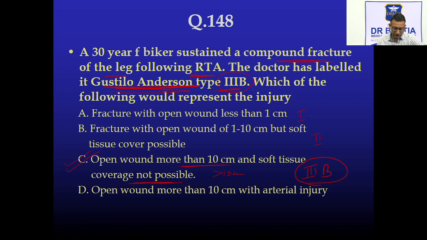Okay, so the answer to this question is C. Open wound more than 10 centimeter with arterial injury. So, the patient has got arterial injury, so this is going to be type 3C injury. Okay, so the answer to question number 148 is C.